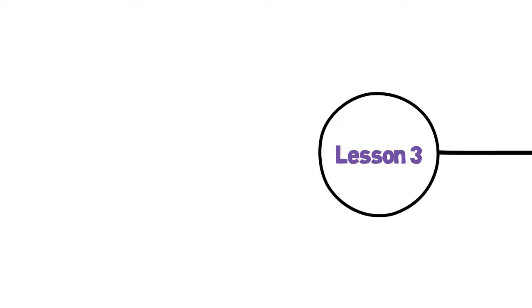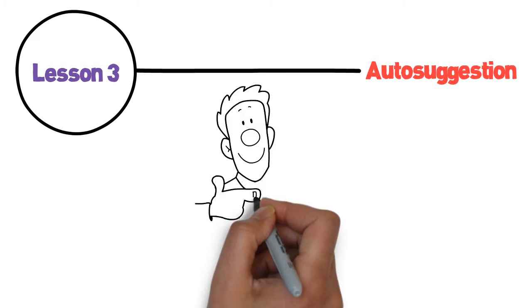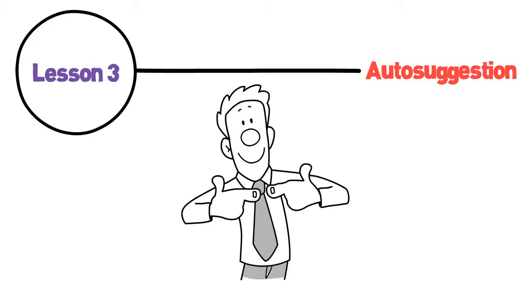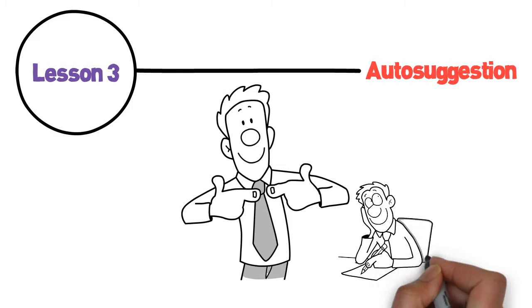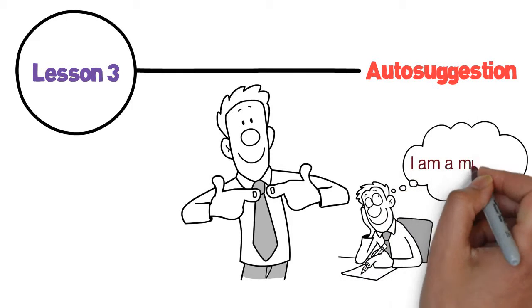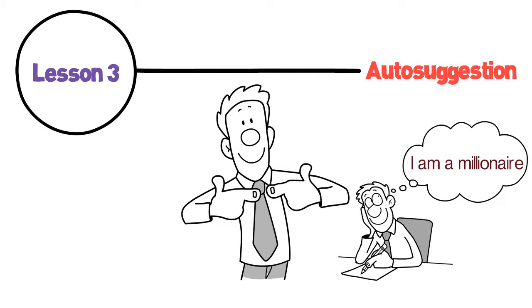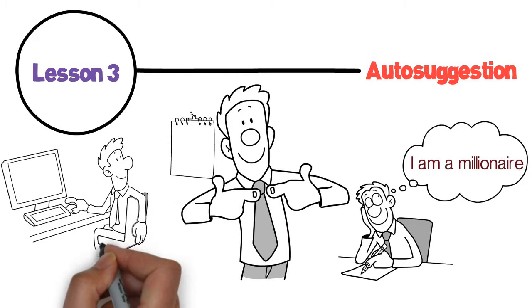So he moved on to the next lesson, auto-suggestion. This is where you repeat to yourself your vision statement in order to create a deep-rooted belief. Jake went about this by editing his bank statement to show that he already had $1 million. Under his bank statement, he wrote, "I am a millionaire." He stuck a copy on his wall as a visual reminder that he had already achieved his goal.